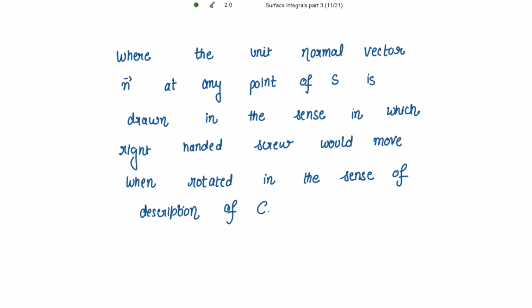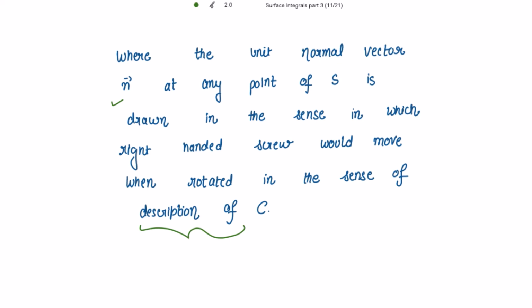Where the unit normal vector n at any point of S is drawn in the sense in which a right-handed screw would move when rotated in the sense of description of C. So this is very important to note, the description of C. In what sense is it?